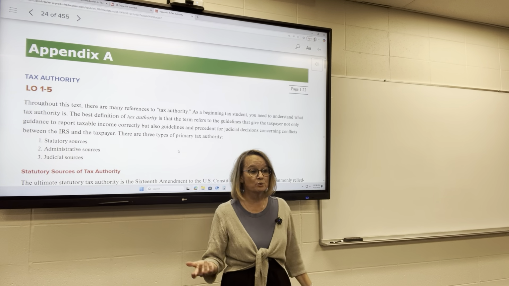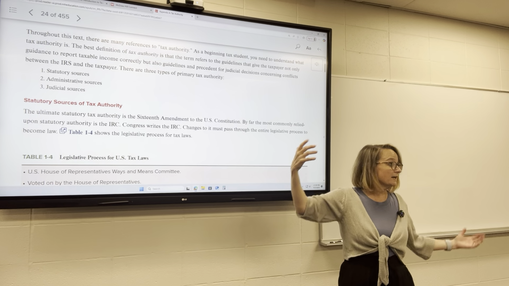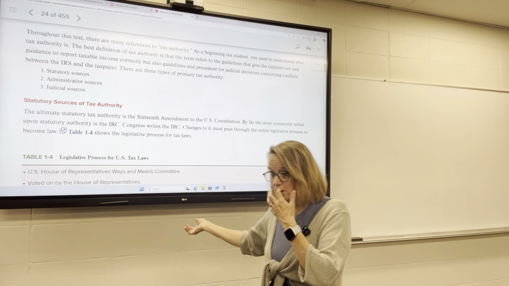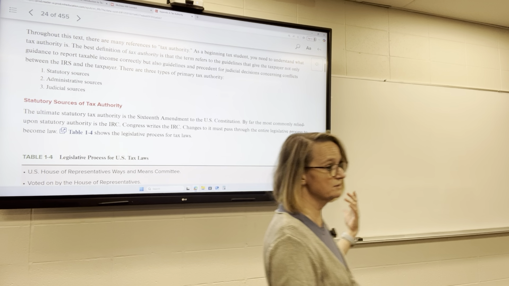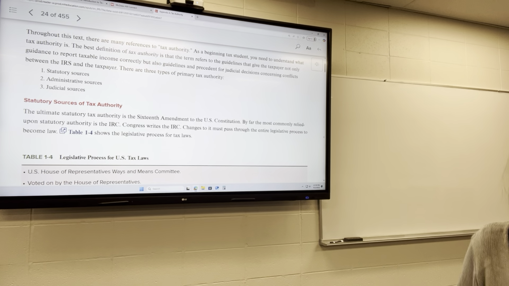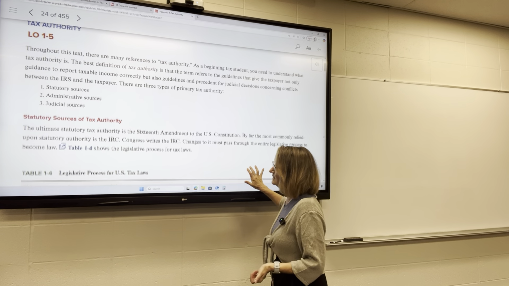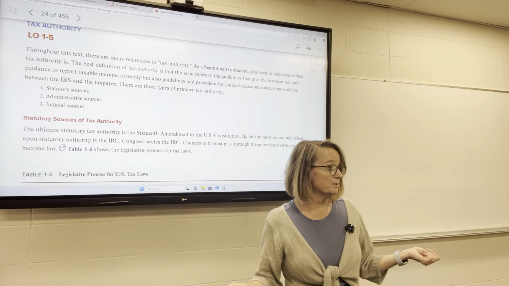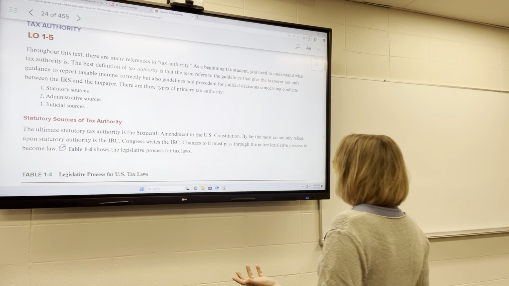So statutory sources are things like the actual law. The ultimate law that governs our tax laws is the U.S. Constitution. So the 16th Amendment to the U.S. Constitution says that Congress has the right to levy taxes based on income from whatever source derived. And that essentially gives Congress the ability to make any types of tax laws.